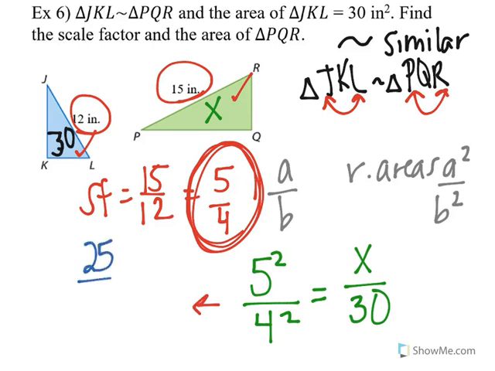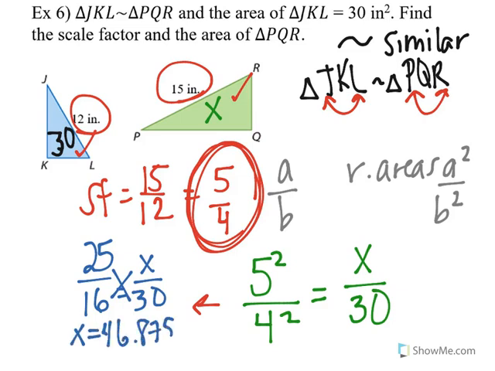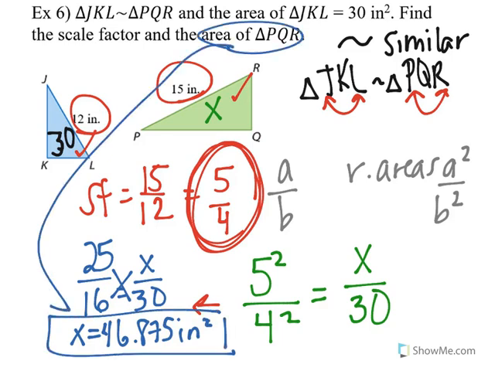So we're going to get 25 over 16 equals X over 30. You're going to cross multiply and solve, and you'll get that X is equal to 46.875 inches squared. And remember, what is X? X is the area of PQR. So I found the area and I found the scale factor.